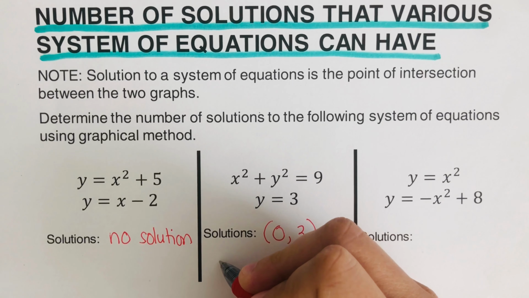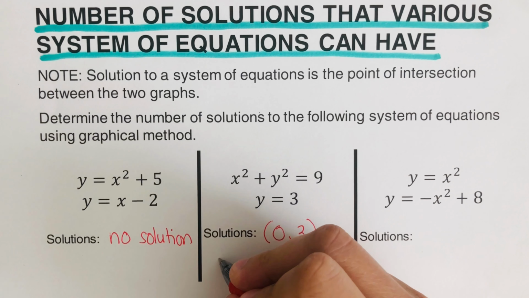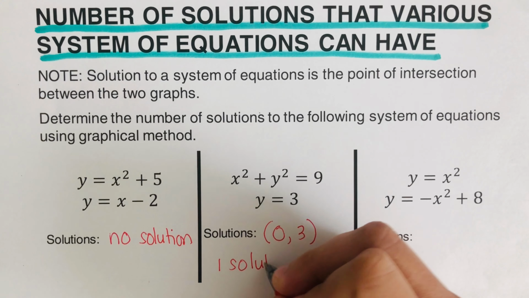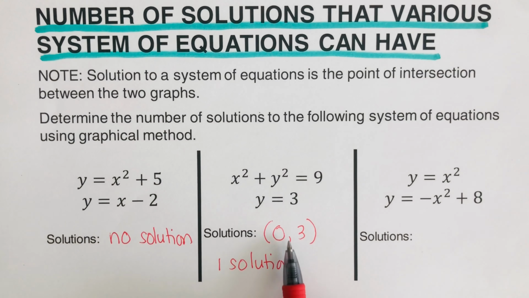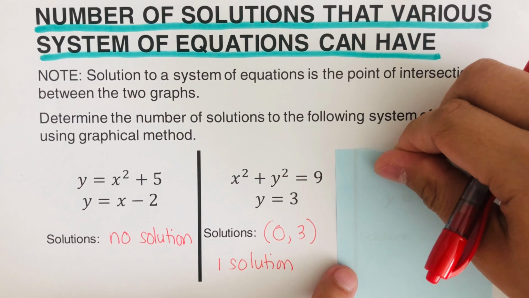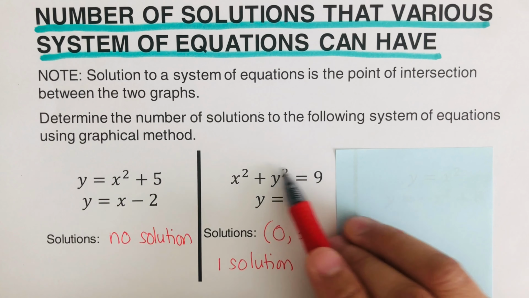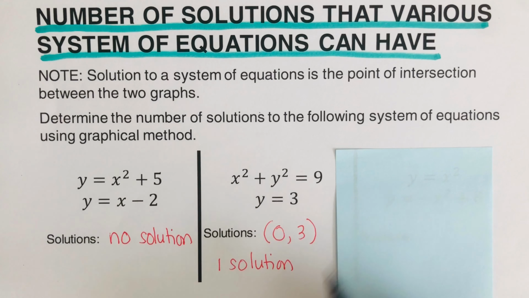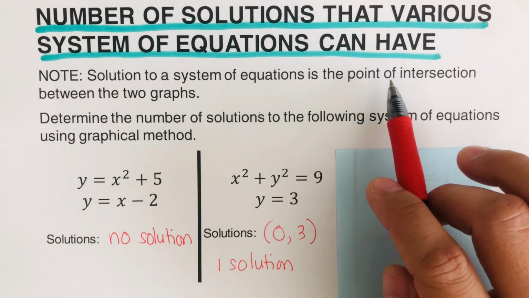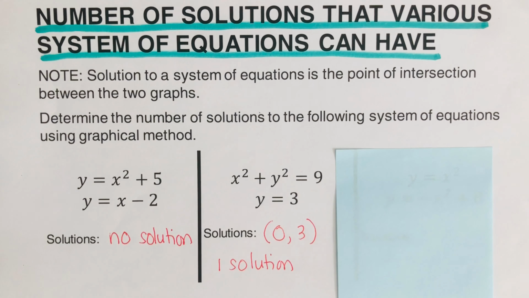So we go ahead and say that this system has one solution. There's only one solution because there's only one point of intersection. Now, when we go into the algebraic method to check if this solution is really correct, I'm going to show the work right here. We're going to check if this (0, 3) would work, because we have already seen on the graph that this (0, 3) is the point of intersection, or the solution. But how do we test algebraically if this is really the correct solution?